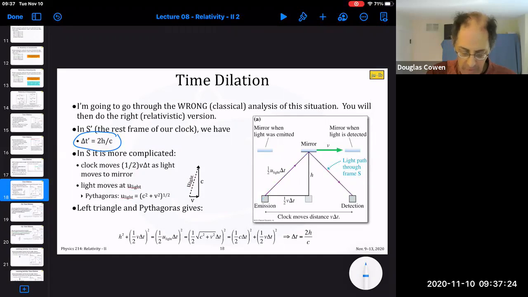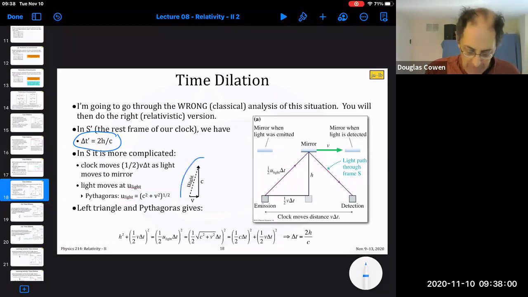So what do we put in for this u light, the speed of light that you see as you're looking at this S prime reference frame? Again, the light moves up and down really fast at the speed of light. And now on top of that, we're superimposing the motion of the S prime reference frame to my right, as seen by you in the S frame.